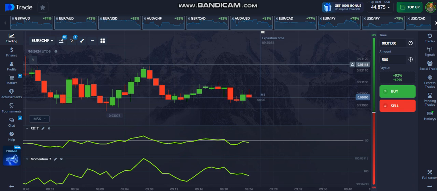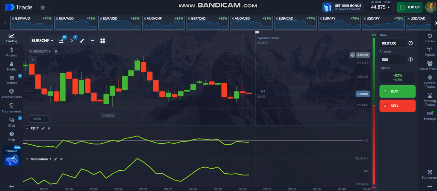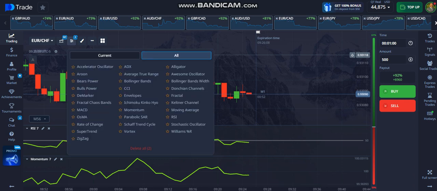So today I'm going to be trading Forex currency pairs, regular Forex pairs on the Pocket Option platform, utilizing two of my favorite indicators here. And if you click on the indicator icon, the first indicator I'll be utilizing is the RSI, or the relative strength index indicator, and the second indicator is the momentum indicator.